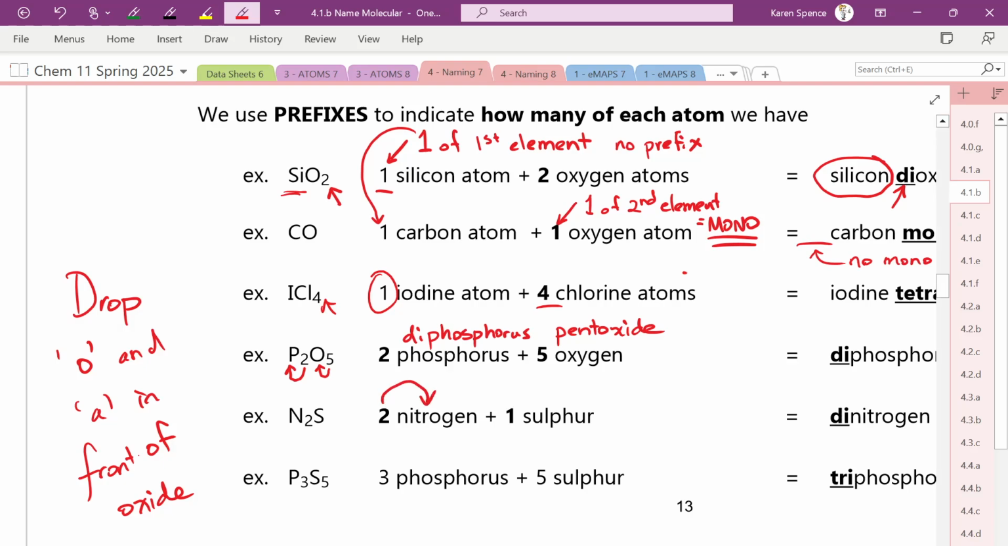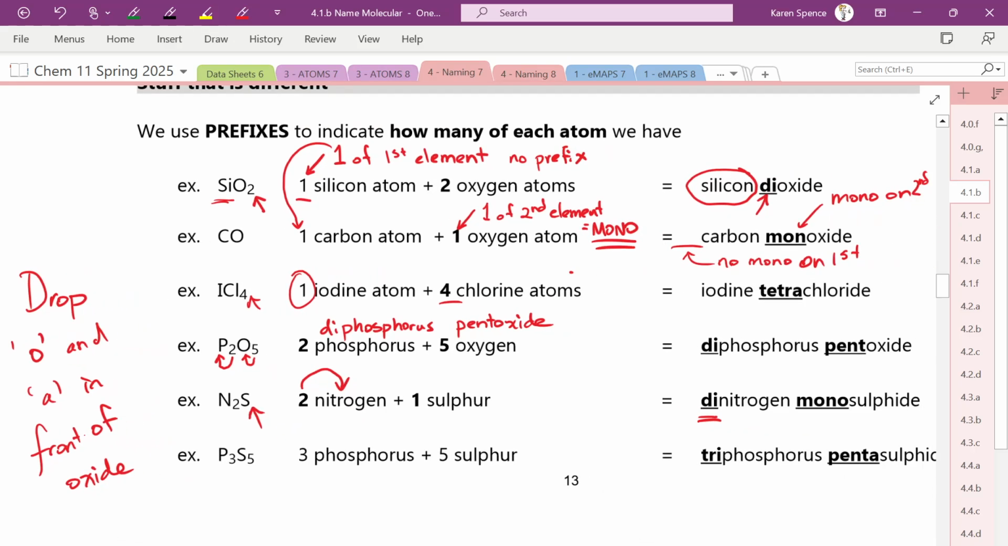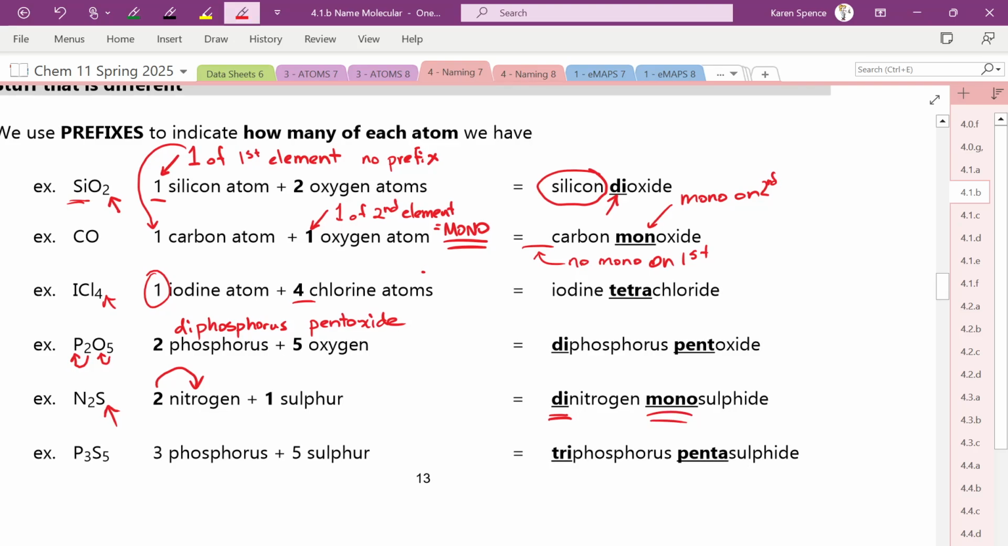2 nitrogens, dinitrogen. 1 sulfur, monosulfide, because it's the second word, we need that mono. 3 phosphorus, triphosphorus, 5 sulfur, pentasulfide. Okay?